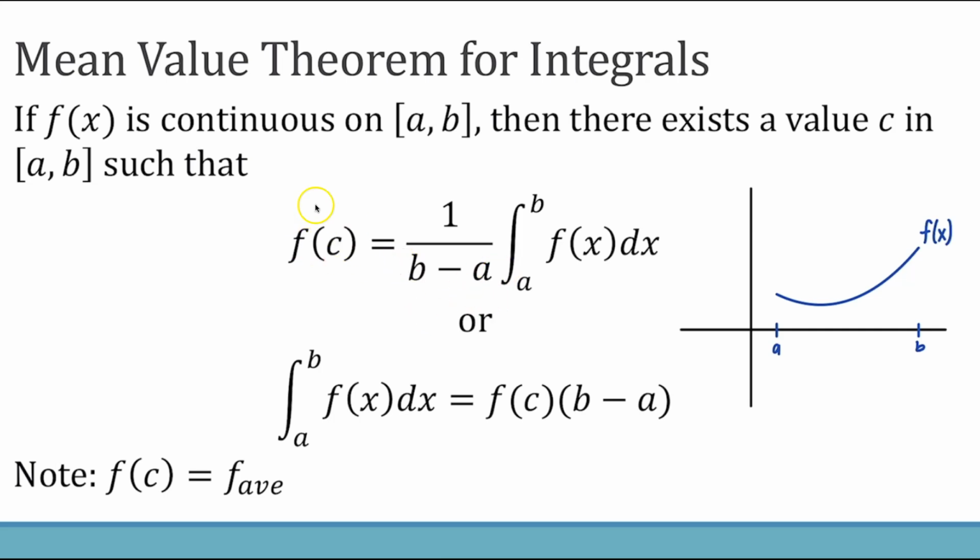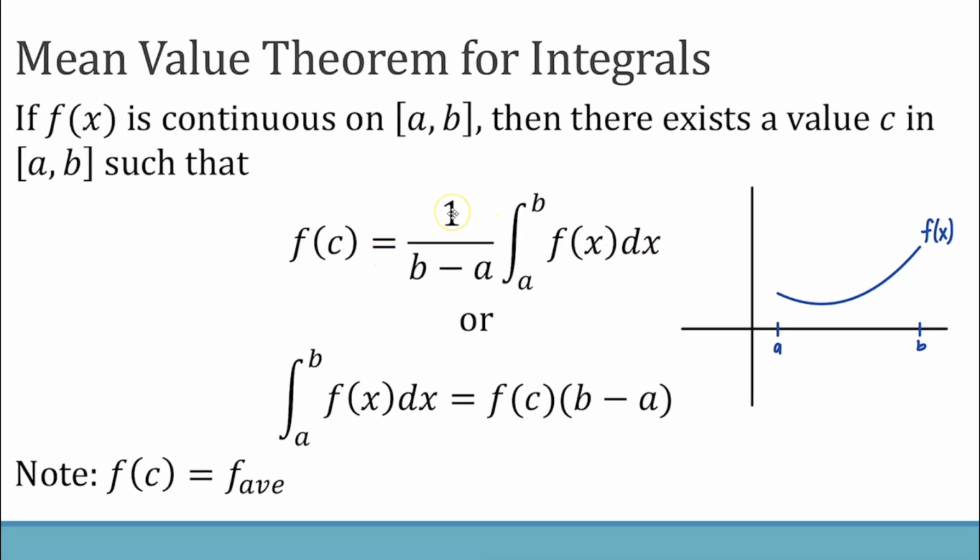And again, notice this top line, f of c equals f average, right? That's what we're saying. There's some value c such that it equals the average value. So now I want to try to understand what this means on a graph. Here's a continuous function on a to b. So this theorem is saying there's some value c in a to b such that f of c equals the average value.